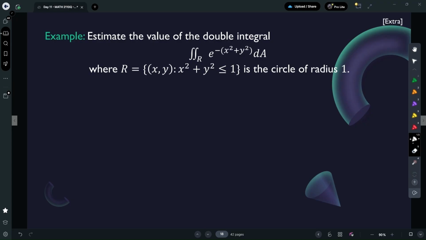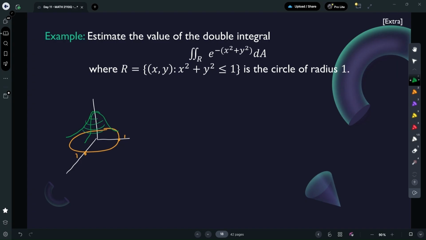So I'm trying to integrate this function. I'm trying to figure out what is the volume under the graph in this case. So I do have here a circle of radius 1 in the xy plane. So the region is a circle of radius 1. So here is 1, here is 1. And then I have my function. My function, by the way, it's the bell curve, but in 3D essentially. So it just goes like this and like this.